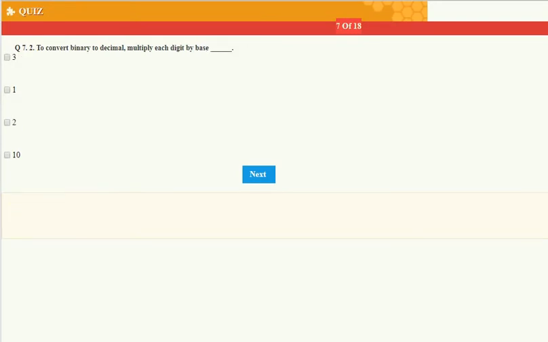To convert binary to decimal, multiply each digit by the base. When we are converting binary to decimal, we multiply each digit by base 2.